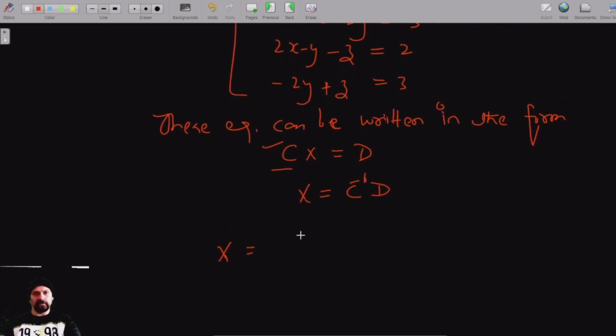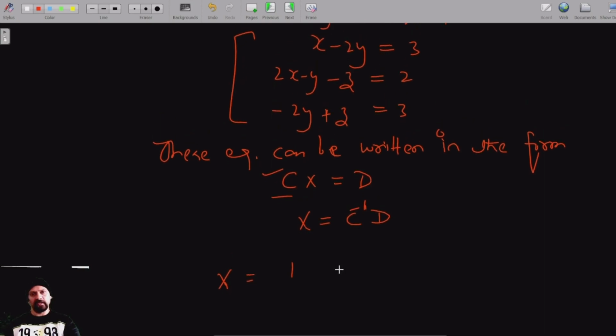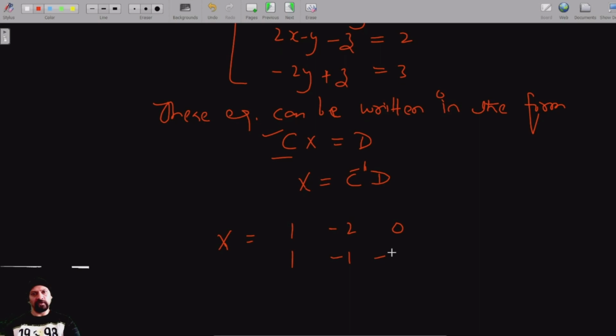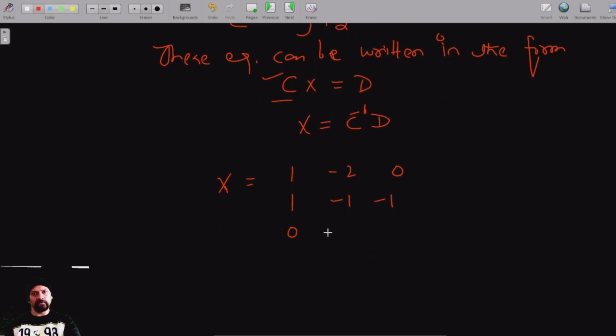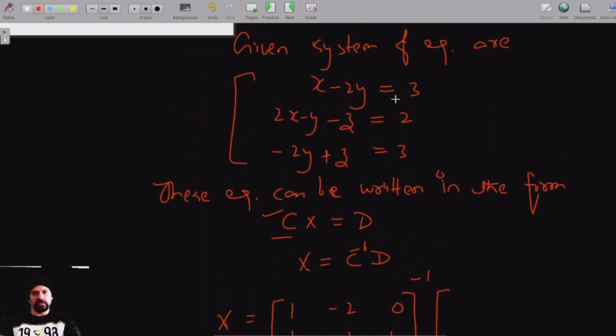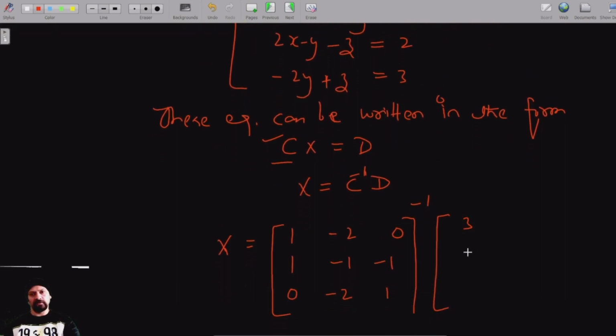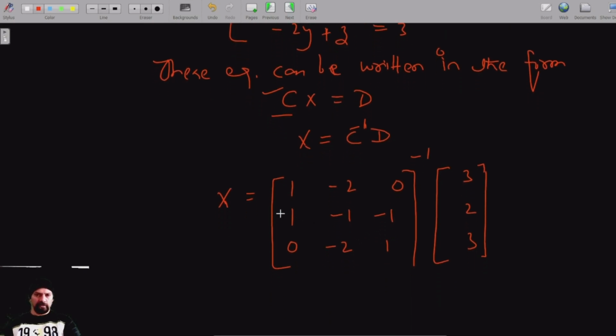So the C matrix is 1, minus 2, 0, and 1, minus 1, minus 1, and 0, minus 2, and 1. So we have to get the inverse of this into D. The D matrix is 3, 2, and 3.